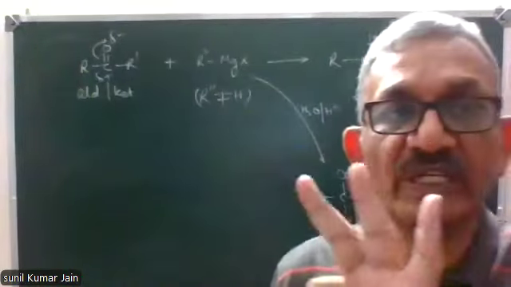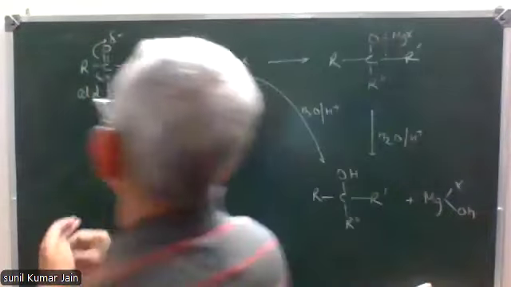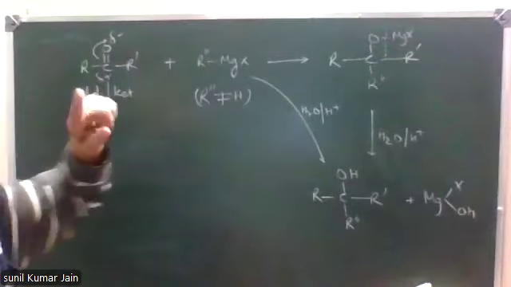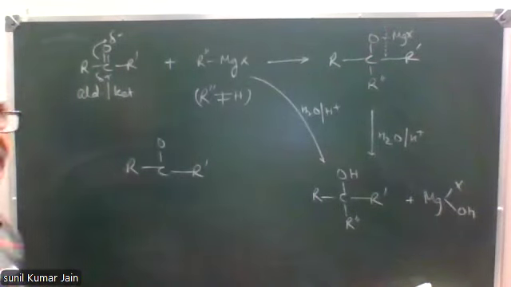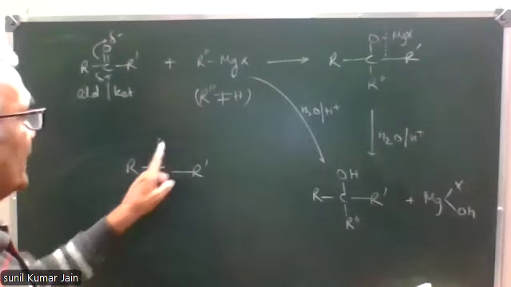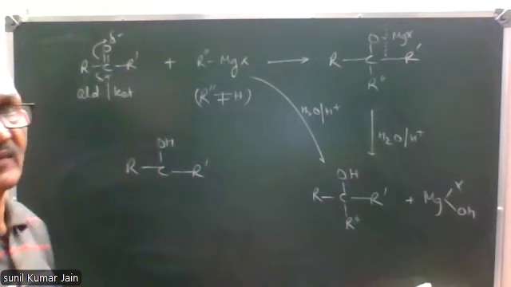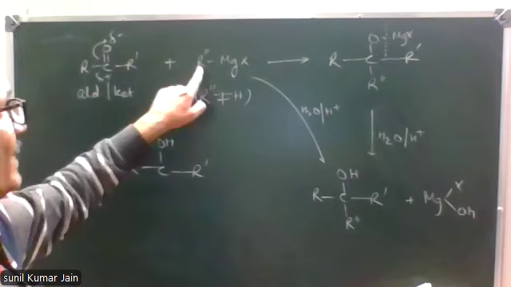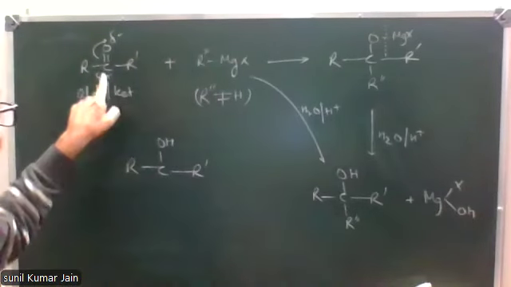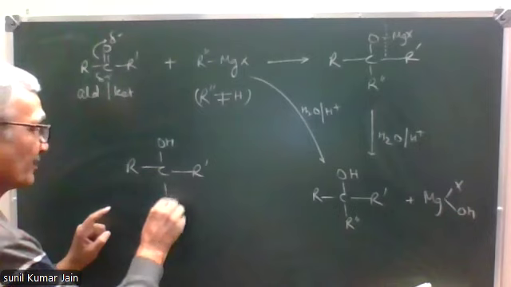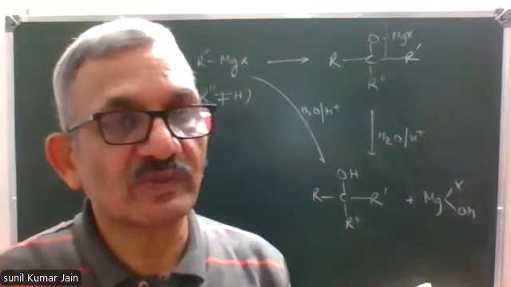Think of 3 steps. Step 1, break this double bond, change it into a single bond. Step number 2, attach a hydrogen atom to oxygen. Step number 3, attach this alkyl chain of the Grignard reagent to this carbon atom of the carbonyl group. That's what you have to do.